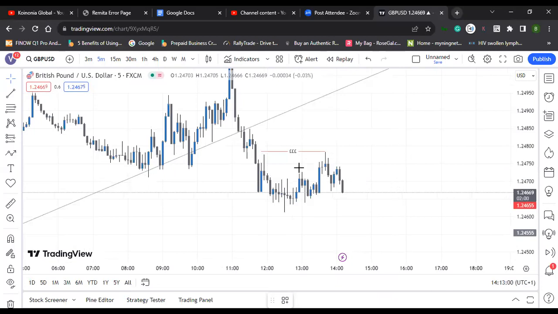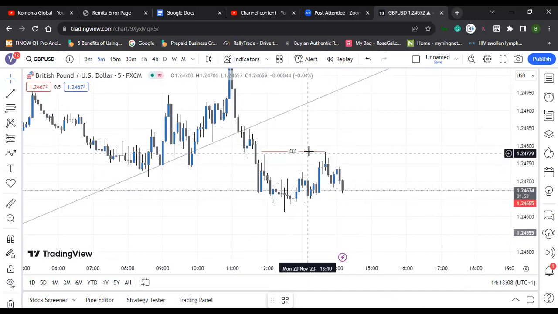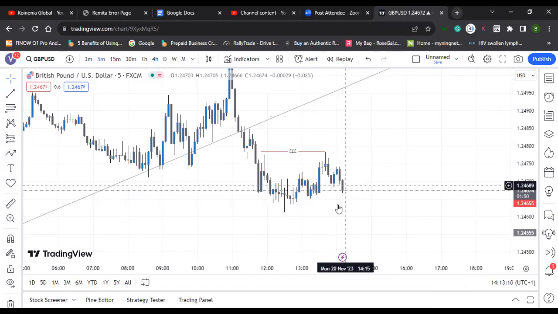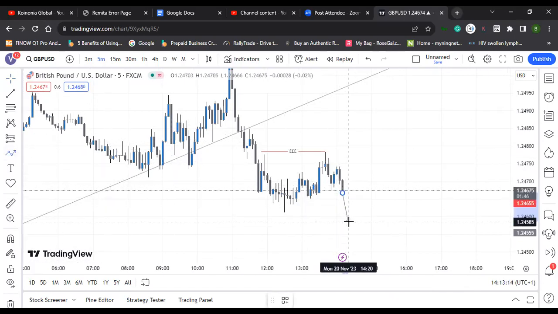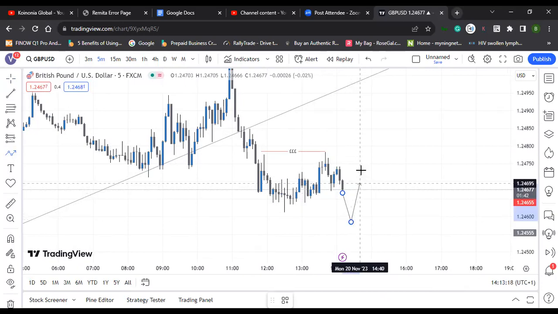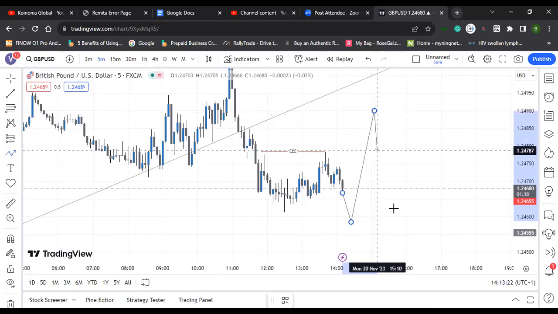I want to see price take out this level. So most likely price might give us something like this on the lower time frame, then come back down.